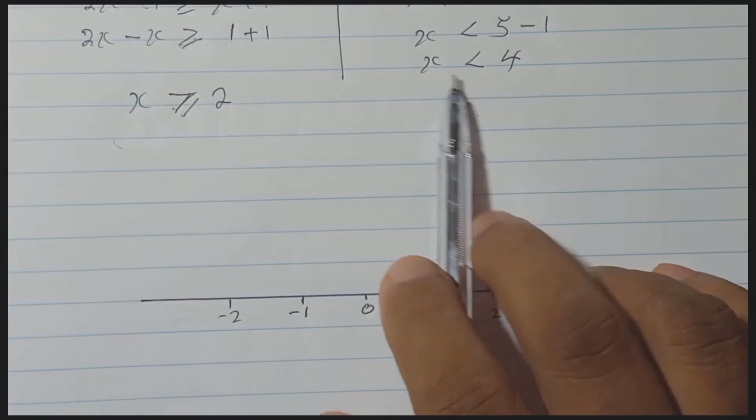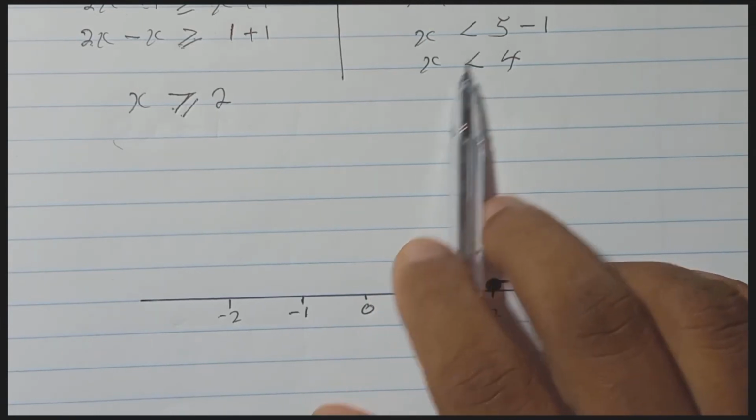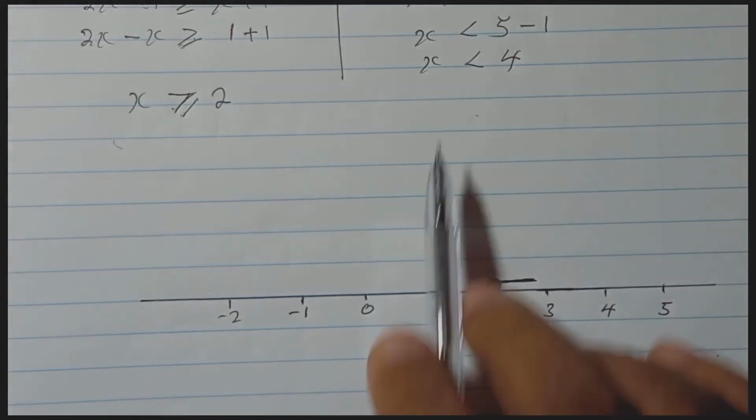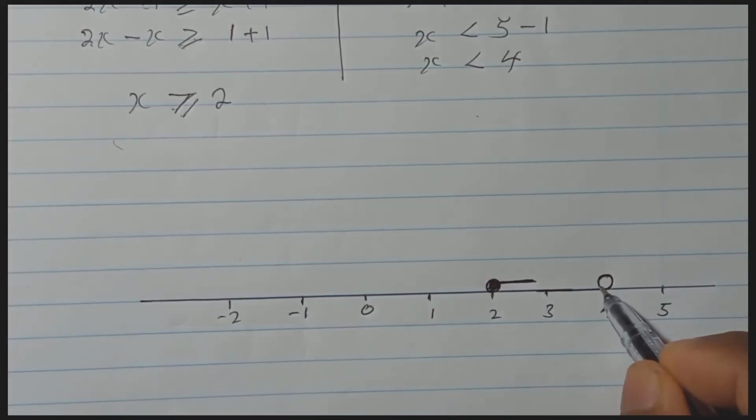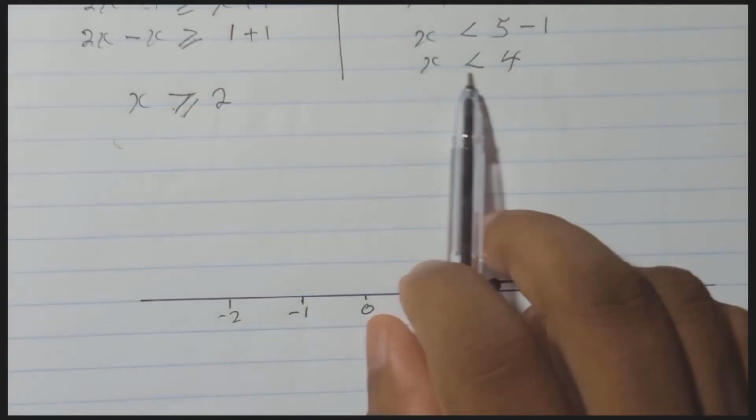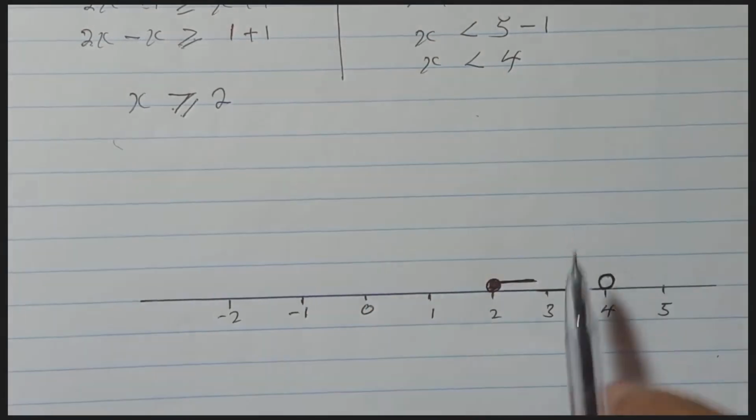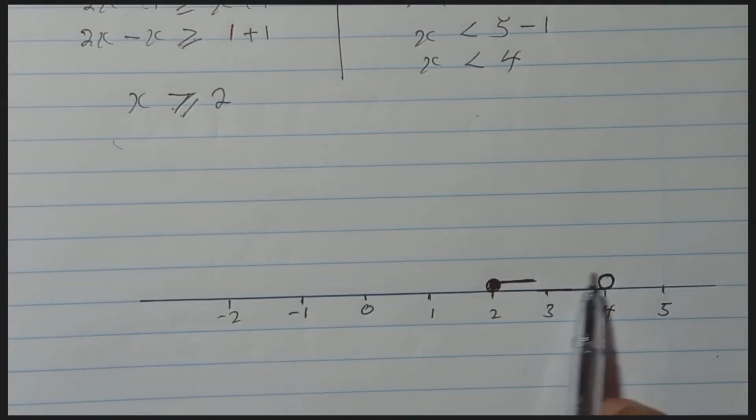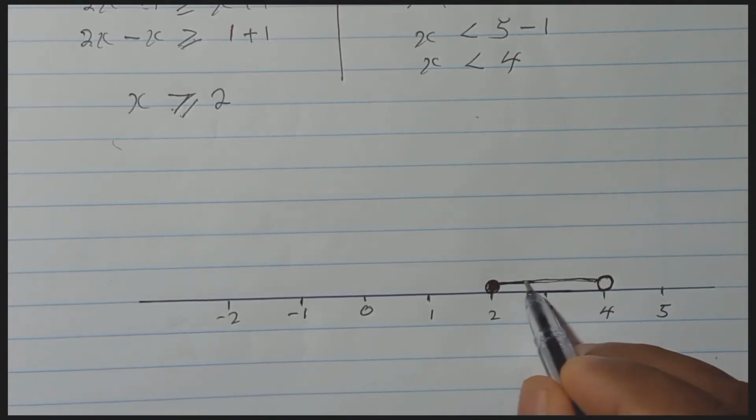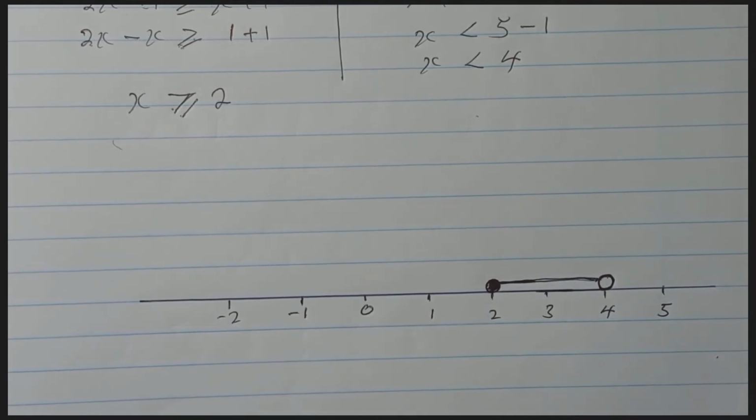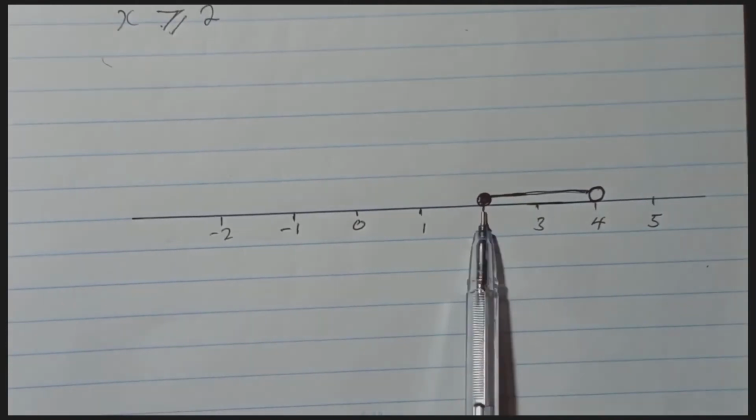Here what's the meaning? X should be less than 4. That means our line should be less than 4. Okay, here 4. Now do I need to color the middle here? No, because here there's no dash. Then it should be less than 4. Less than 4 means less than this number. So when I draw the line, both will meet like this. Now this is the answer for this inequality, right? So this is the answer.